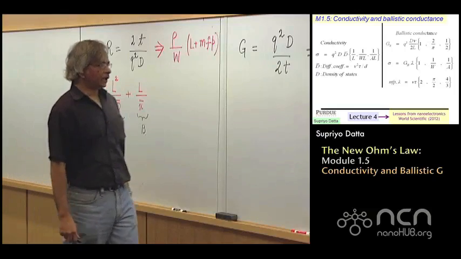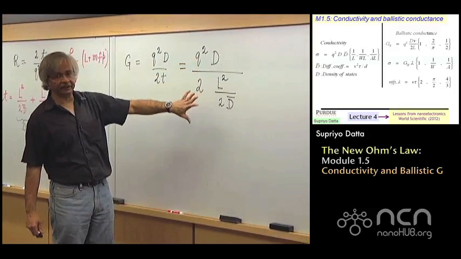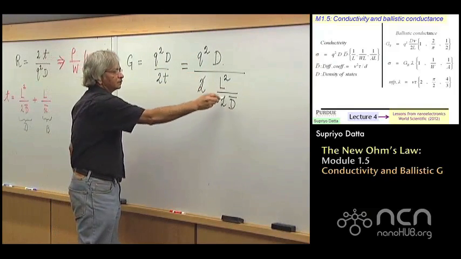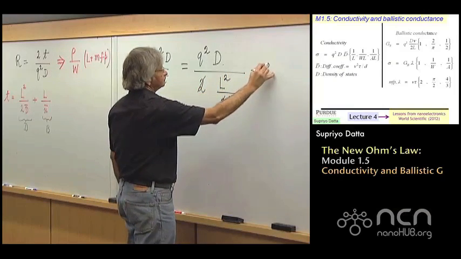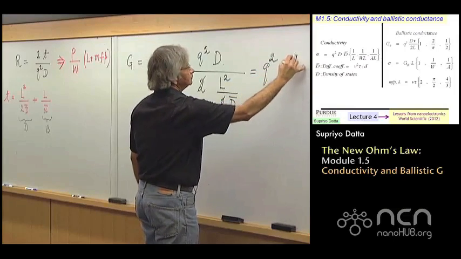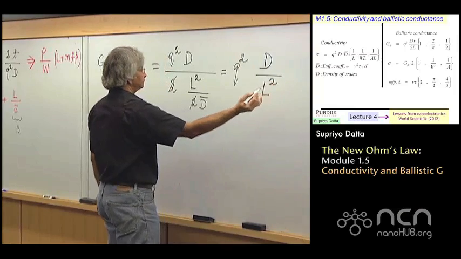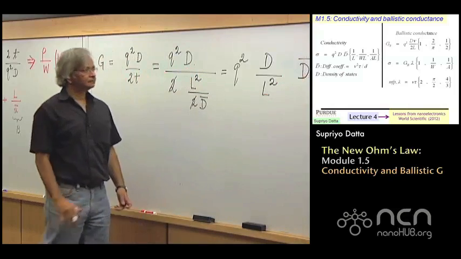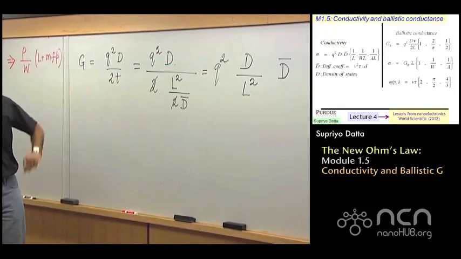Now, if you just write the diffusive part, then you get something like this, and you could turn that around and write it as so the conductance then looks something like that.